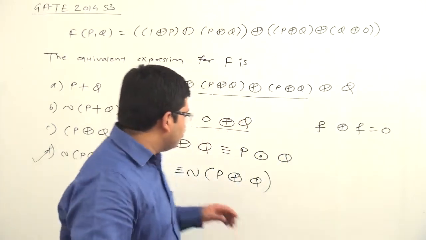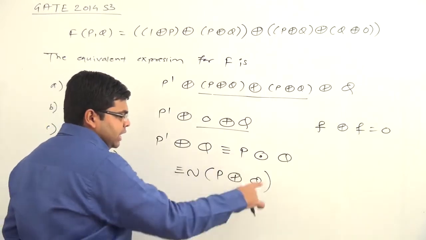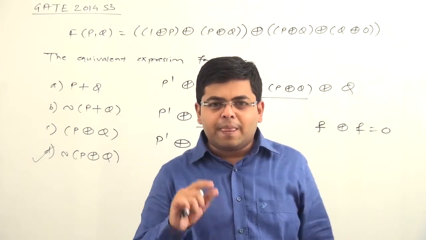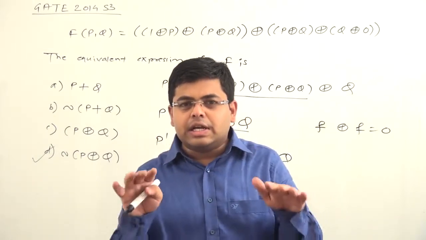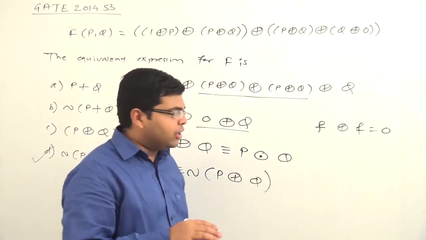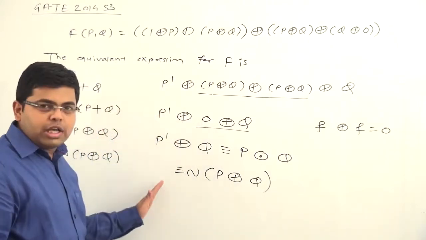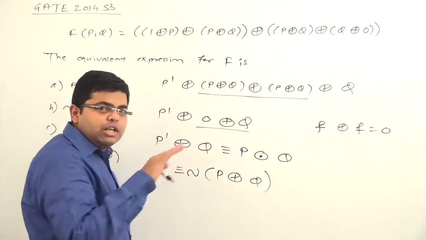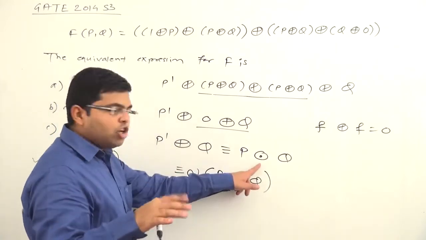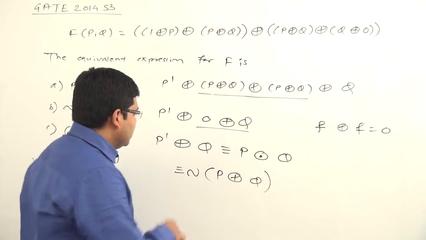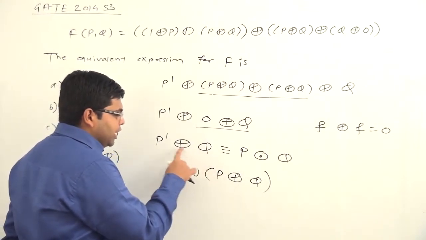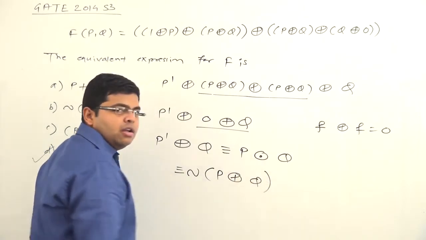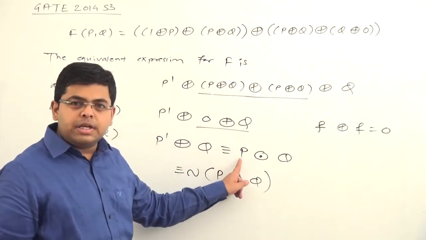Now if you find difficulty with these things, I would suggest you watch the video on XOR and XNOR. We had discussion in great detail in that particular video, and this is how very simply the question can be solved. But again, just to summarize, XOR means inequality, XNOR means equality. Now inequality between P dash and Q means equality between P and Q, because P and P dash will always be different.